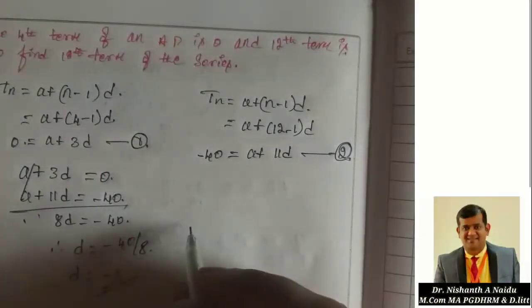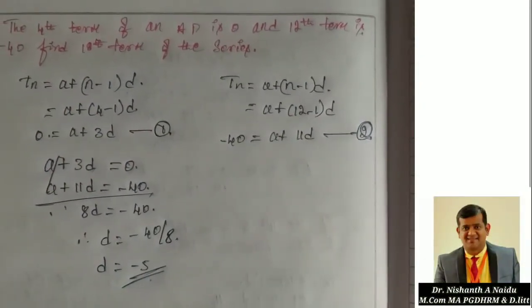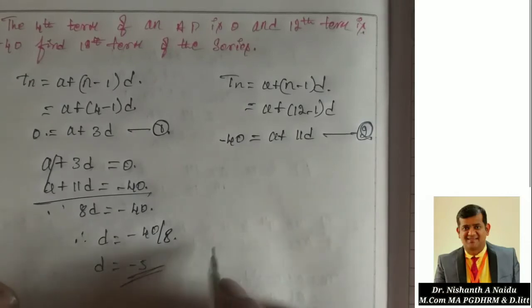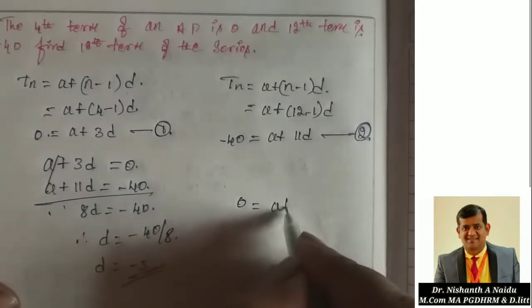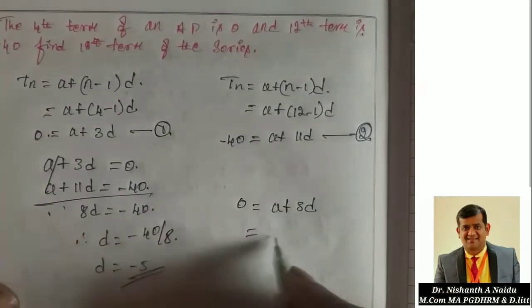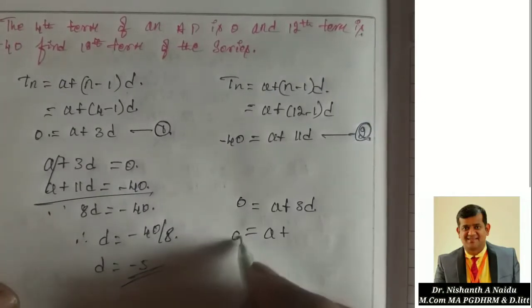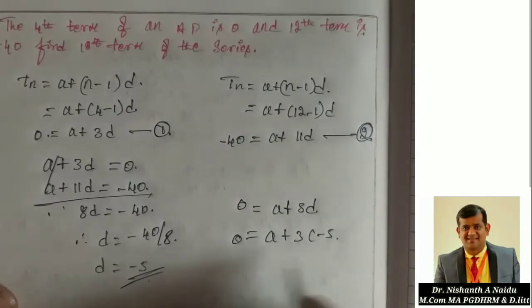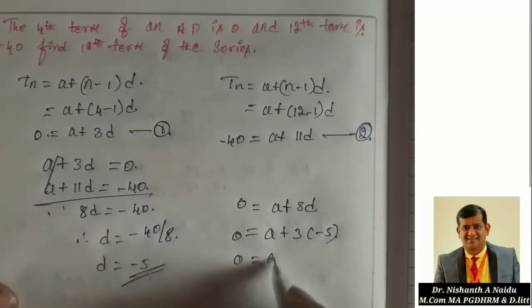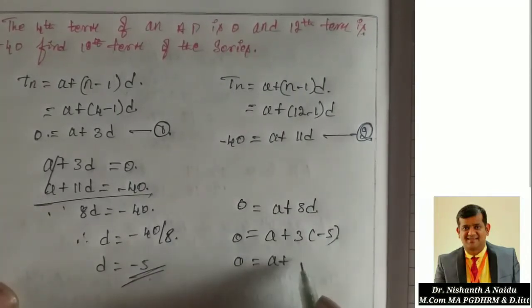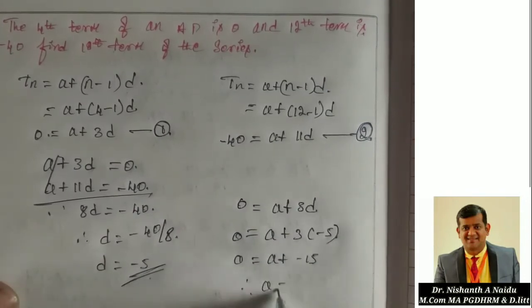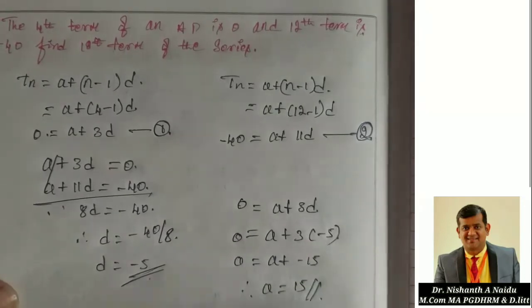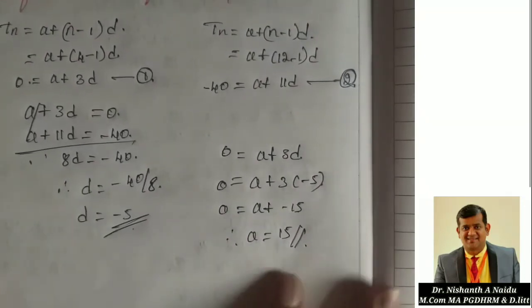So now you have to identify the A value. To identify A, 0 equals A plus 3D. That is A plus 3 into minus 5. So 0 equals A plus minus 15, right? Therefore A equals 15. So now we got the value of A, that is 15.